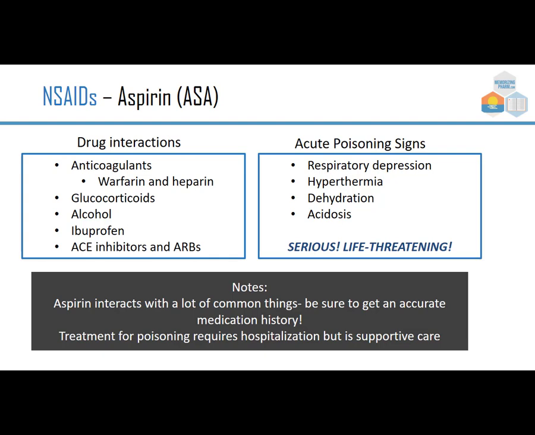Acute poisoning signs include respiratory depression, hyperthermia, dehydration, acidosis. These are serious and life-threatening. So notes, aspirin interacts with a lot of common things, so be sure to get an accurate medication history. And then treatment for poisoning requires hospitalization, but is generally supportive care.